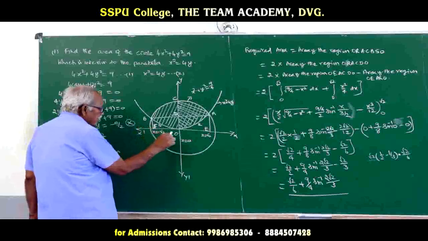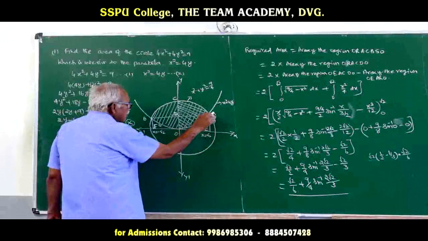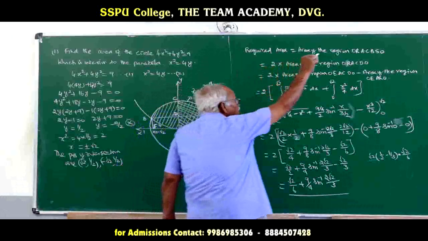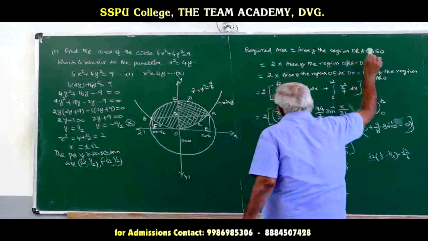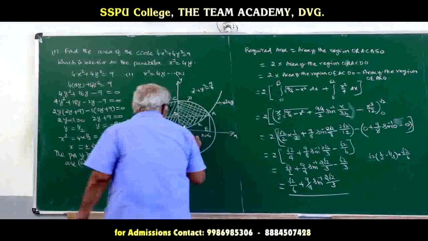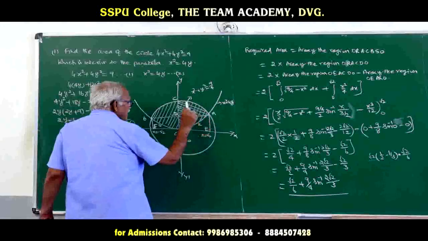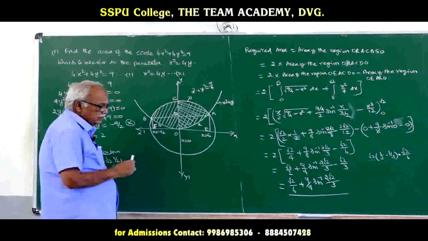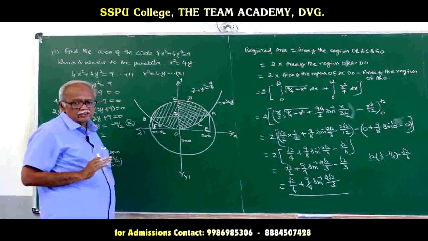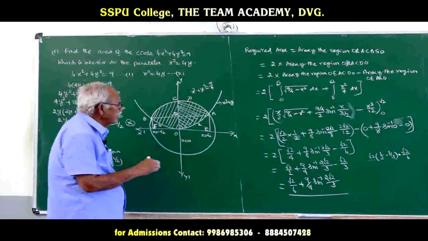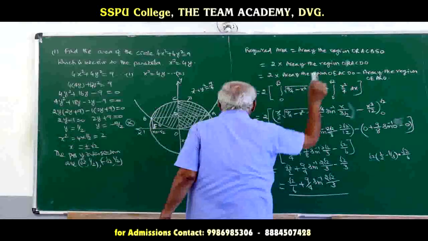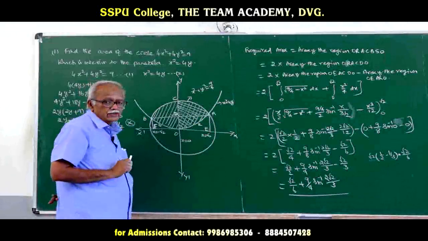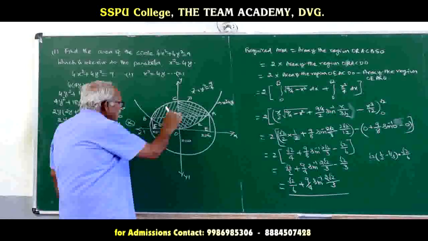Now, we have to find the area O, R, A, C, B, S, O. This is the area that we have to find out. Since the parabola is symmetrical about the y axis, we take only one part of the area, that is 2 into the area of the region OR AC DO. This area we have to calculate.